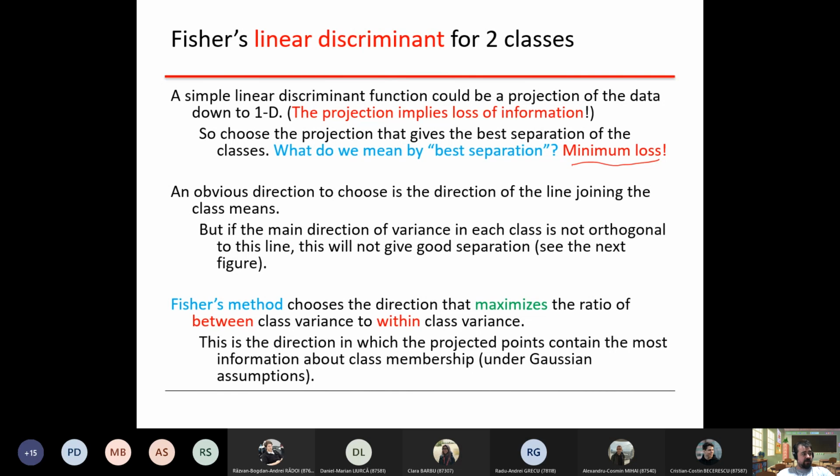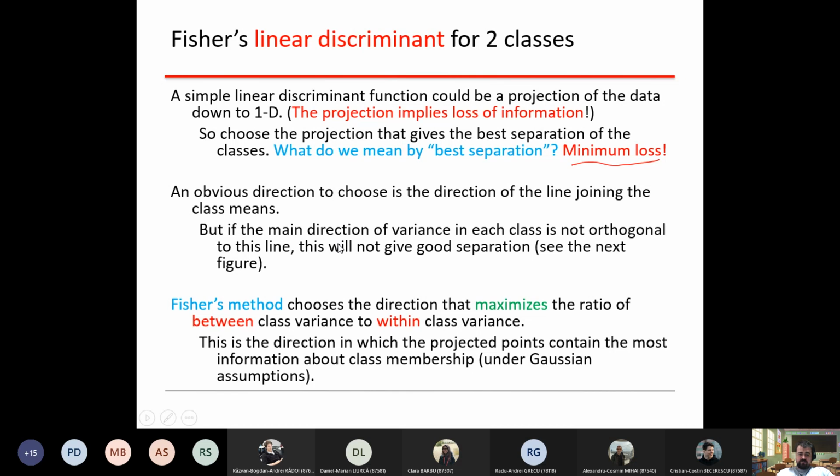We take the vector that connects these two means. We identify the middle of this vector, and that should be the separator between the classes. And the projection should be made on an axis that is parallel to this vector joining the means of the classes. However, there is a problem.